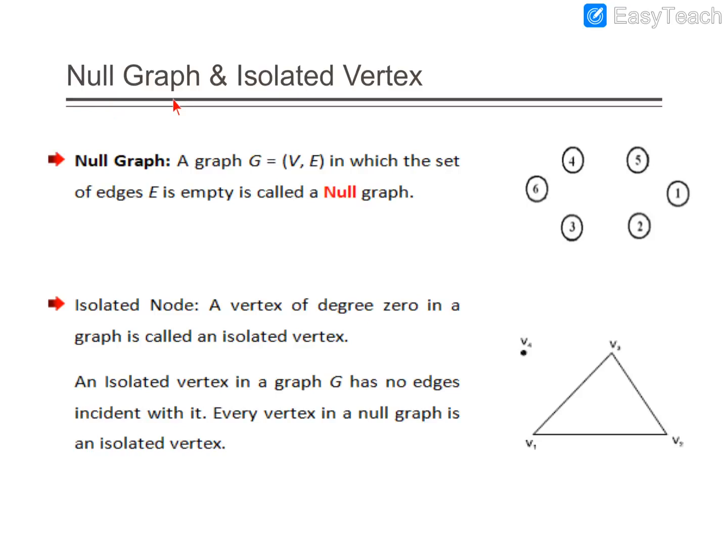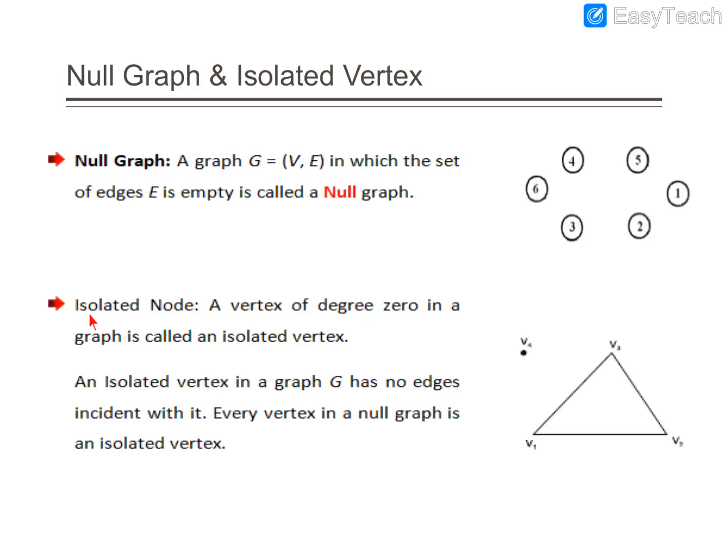Now, what is a null graph? A graph G = (V, E) in which the set of edges E is empty is called a null graph. That means a graph in which only vertices are given and no edges exist between vertices is considered a null graph. Here is an example of a null graph. In this graph there are 6 vertices but no edges exist between any pair of vertices. So it is considered a null graph.